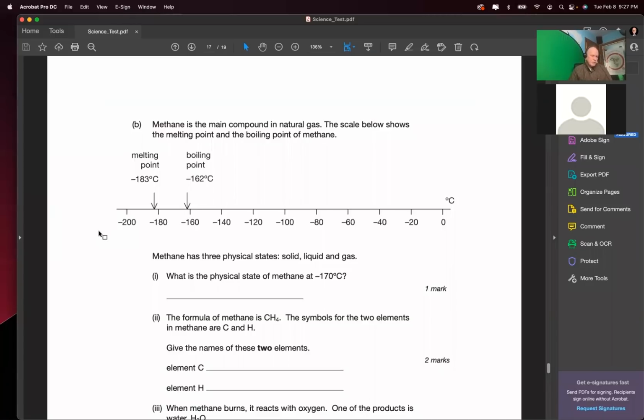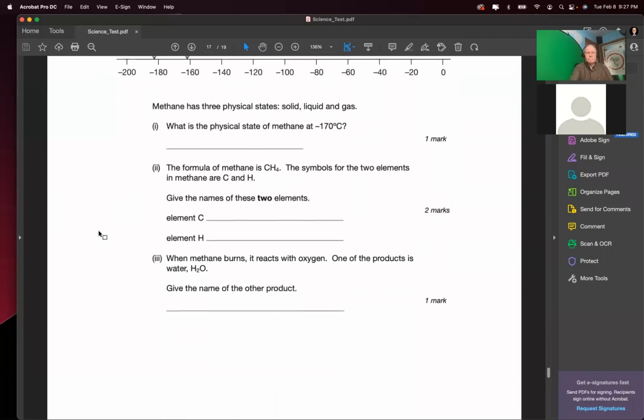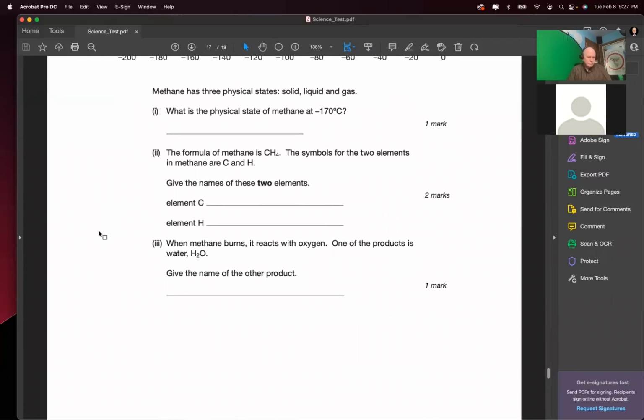When methane burns, it reacts with oxygen. One of the products is water, H2O. What is the other product? That one, I'll have to think about. So you could say oxygen is O2. So you have CH4 and O2.